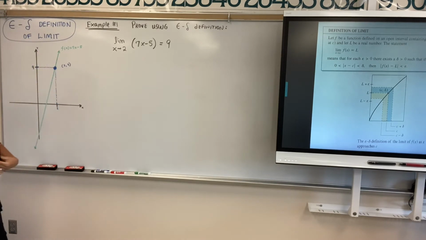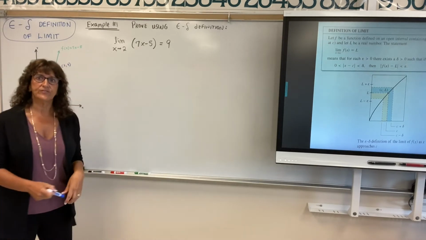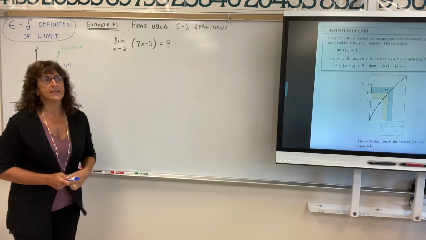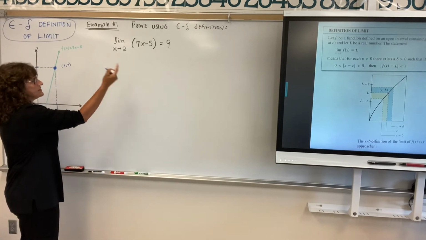And so here's a graphic representation. All right, so we want to prove this. Okay, so how do we start when you're actually writing a proof using the epsilon delta definition? Well, you want to use the terms inside the definition here.